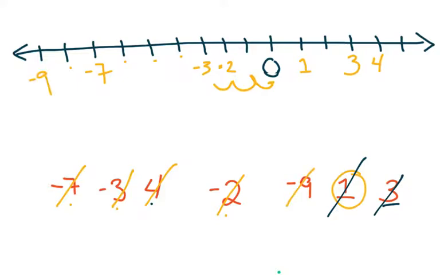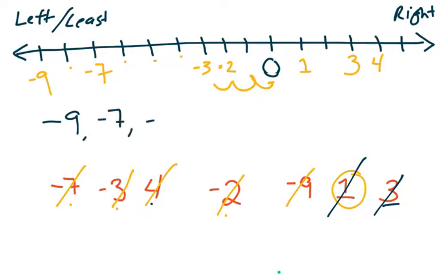So if someone asks me, list them from least to greatest. Least, I already told you I like to write left and right on my number lines. Least and left go together. So least to greatest, I would say, is -9, -7, -3, -2, 1, 3, 4.